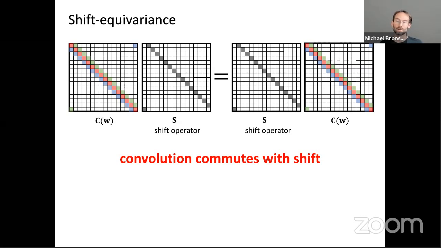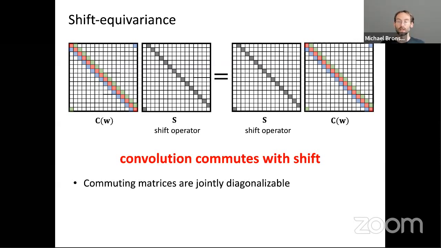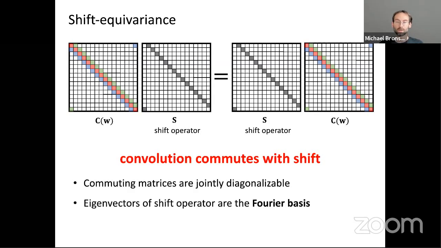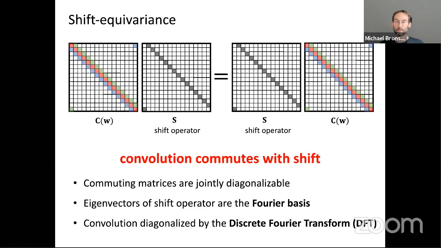So the commutativity means that I can first apply shift and then convolution, or vice versa, the result is the same. Now, another thing that we know about commuting matrices is that they are jointly diagonalizable. So in this case, it means that we will have the same eigenvectors, and it's enough to pick up one matrix and study its eigenvectors. And it's convenient to look at the eigenvectors of shift, which happen to be the Fourier basis. And therefore, convolutions are diagonalized by the Fourier basis or by the Fourier transform.